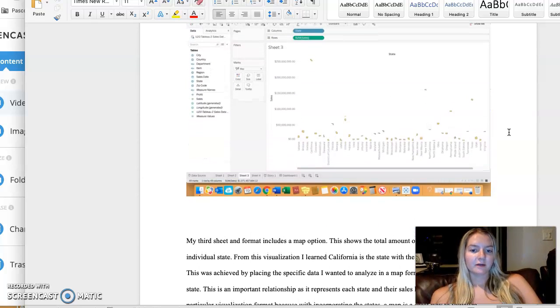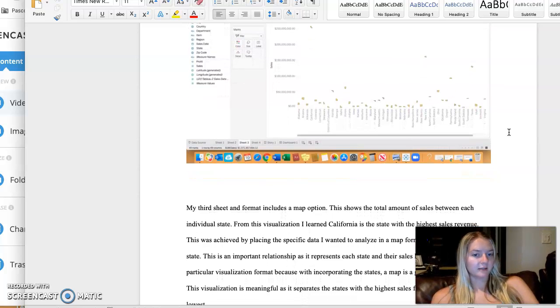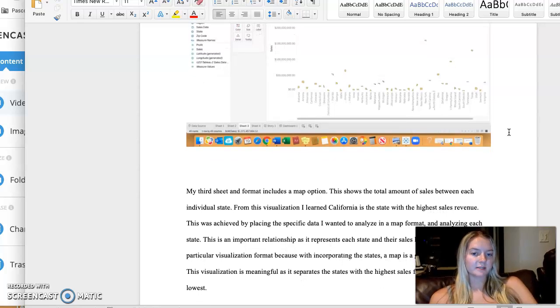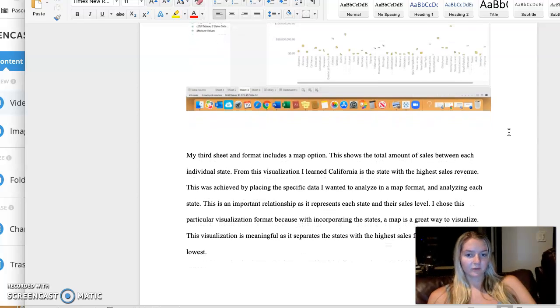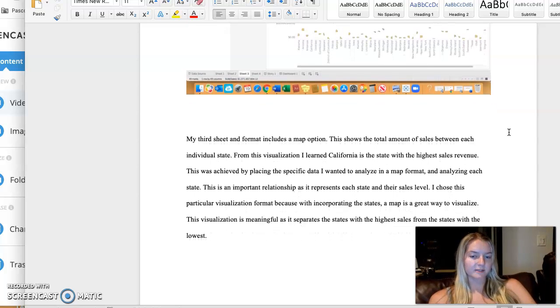My third sheet and format includes the map option. This shows the total number of sales between each individual state. From this visualization, I learned California is the state with the highest sales revenue. This was achieved by placing the specific data I wanted to analyze in a map format and analyzing each state. This is an important relationship as it represents each state in their sales level. I chose this particular visualization format because with incorporating the states, a map is a great way to visualize. This visualization is meaningful as it separates the states with the highest sales from the states with the lowest.